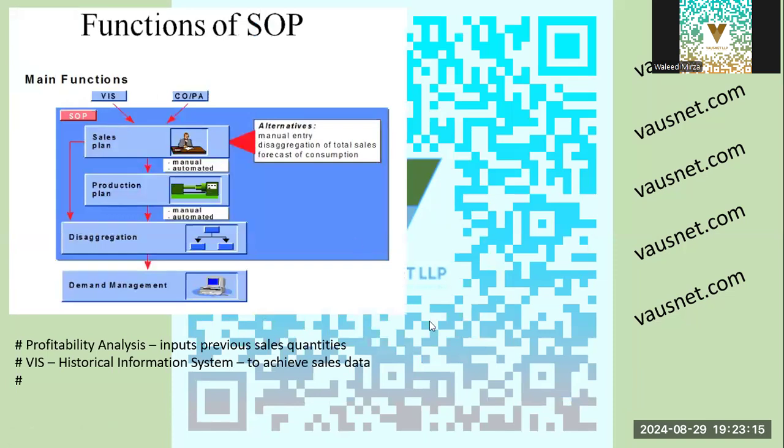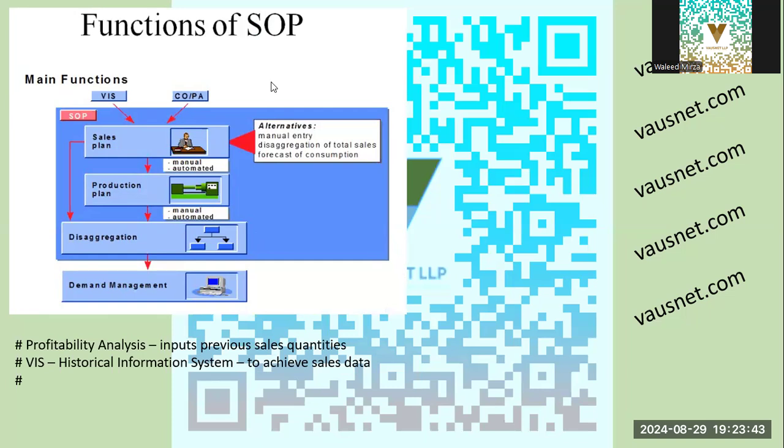Functions of sales order plan are pretty straightforward. Sales plan is created, and based on that, production plan is created. Disaggregation is then calculated before it is extended or forwarded to demand management. What is disaggregation? It's the breakup of production plan for all products, finished product in the sales order plan.